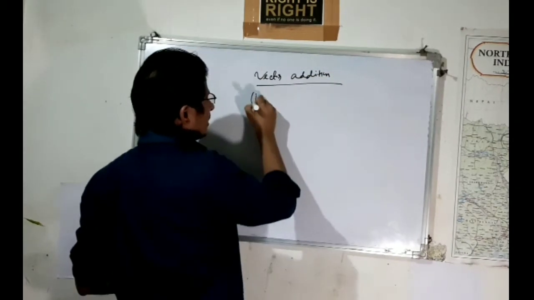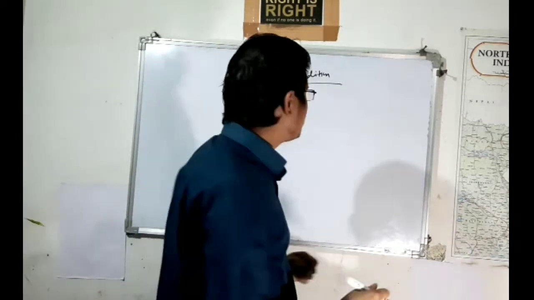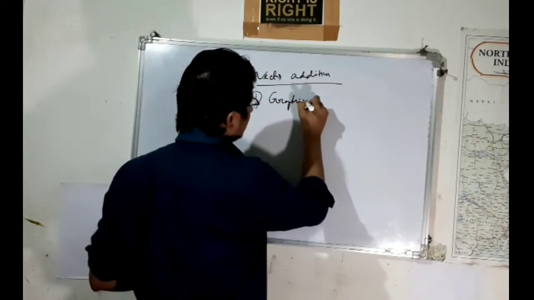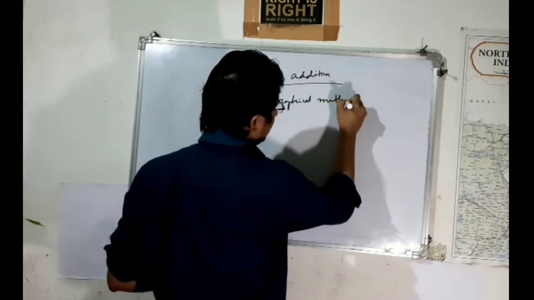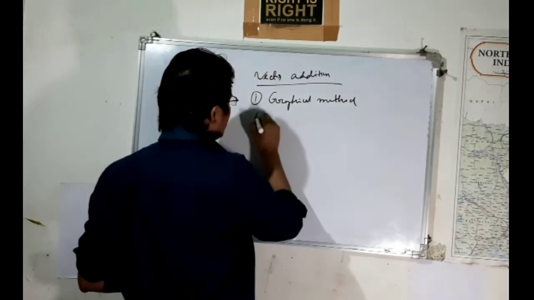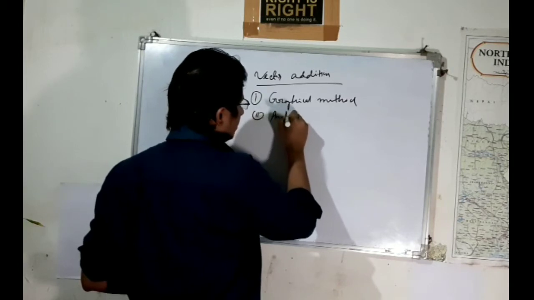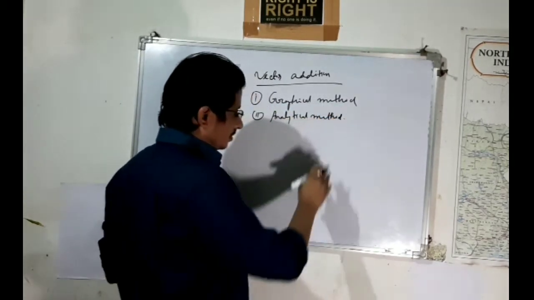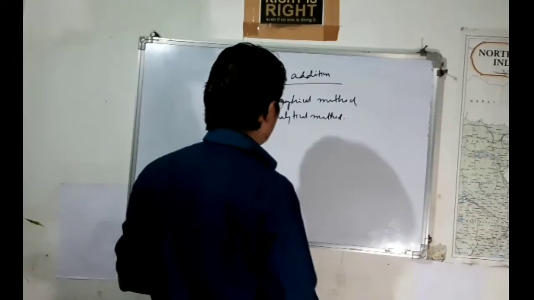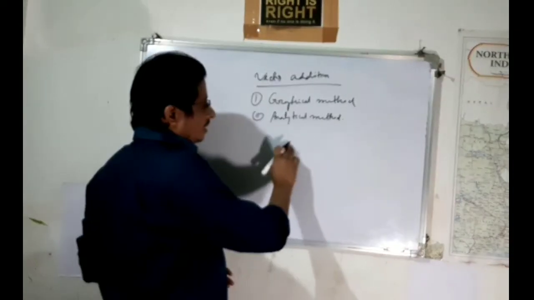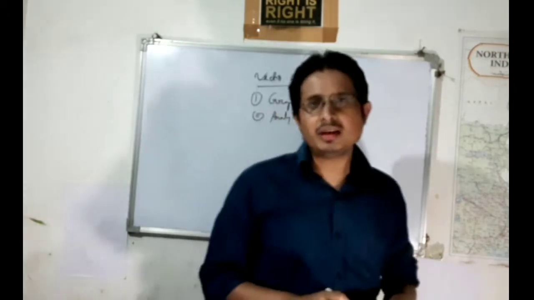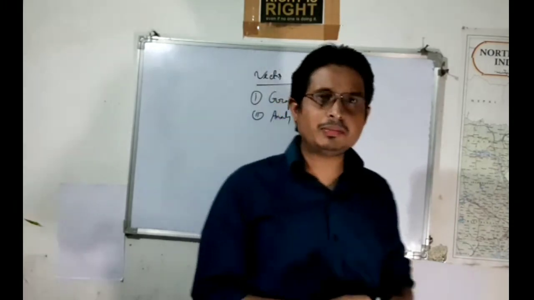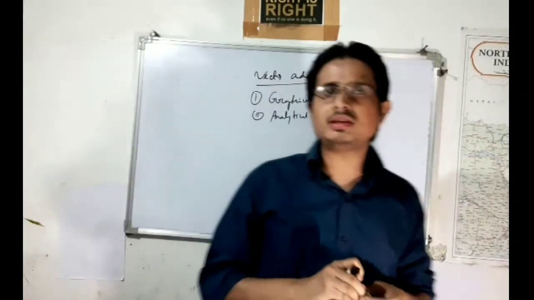There are two ways of vector addition. One is the graphical method. Another is the analytical method. In this lecture, I will focus only on the graphical method. The graphical method is nothing more than a pictorial representation of vector addition or subtraction.